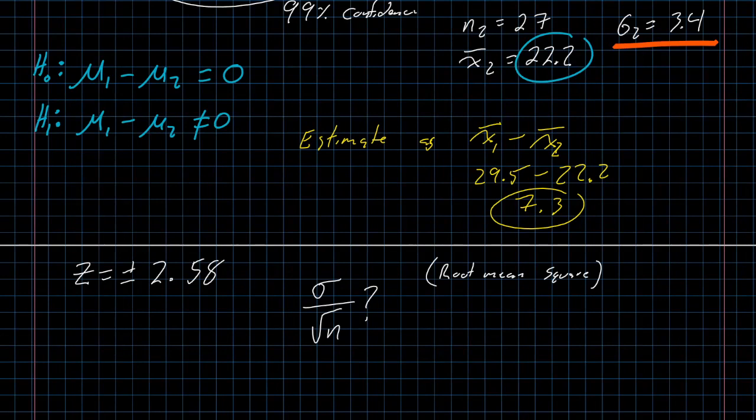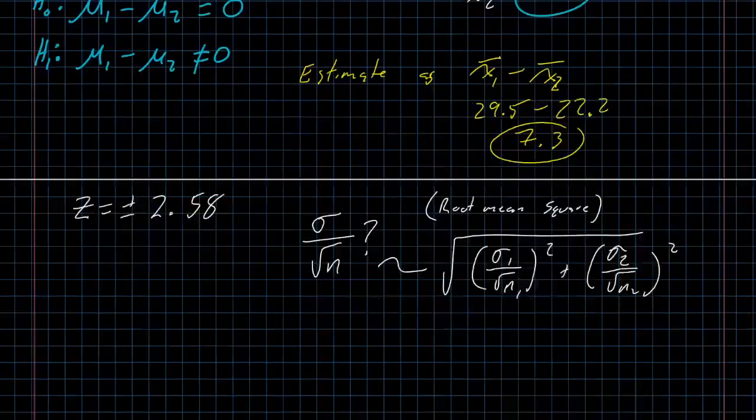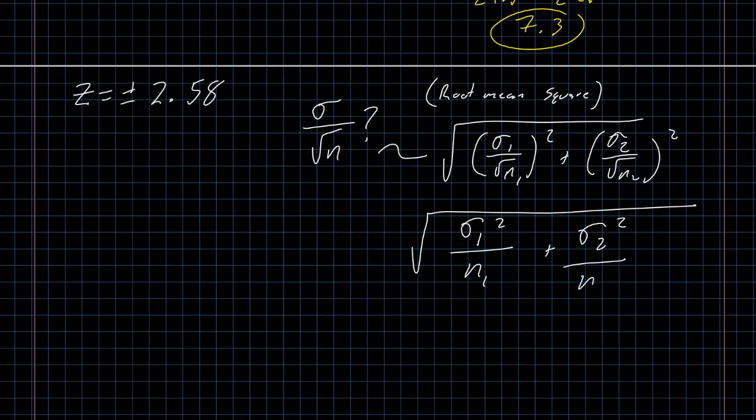We're going to take the root mean square. So instead of sigma over the square root of n, I'm going to take the square root of sigma 1 over the square root of n1, squared, plus sigma 2 over the square root of n2, squared. And yes, those squares and square roots cancel each other out. So we can think of this more simply as sigma 1 squared over n1 plus sigma 2 squared over n2, and then take the square root of all of that.